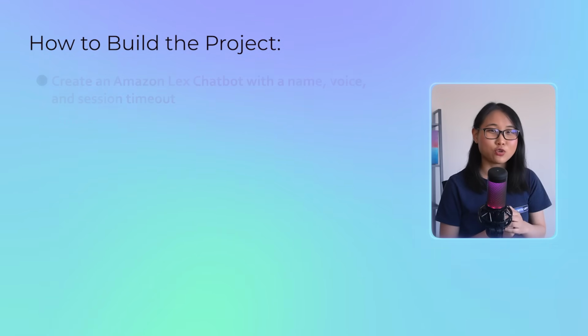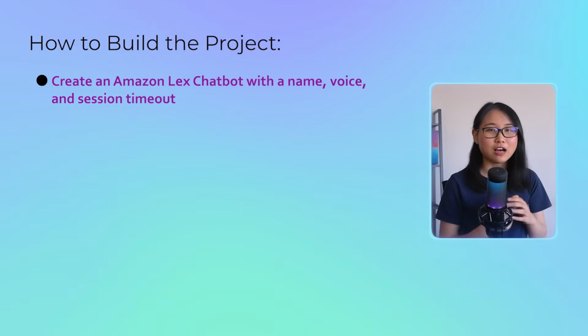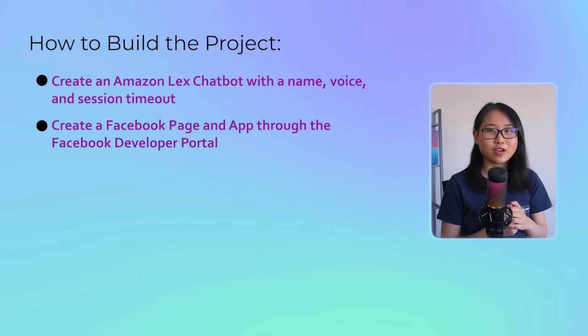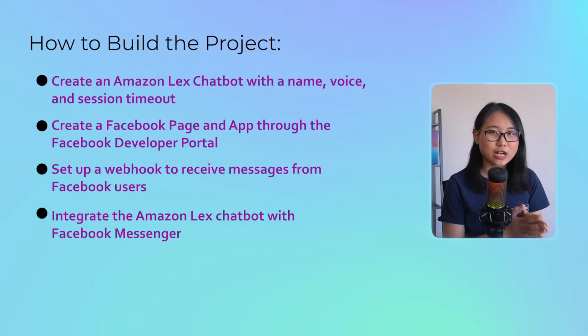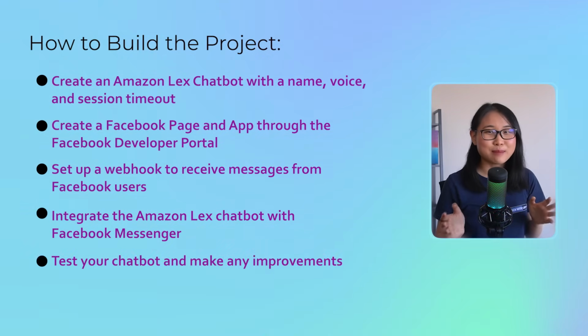The first step is to create an Amazon Lex chatbot with a name, a voice, and a session timeout. Next, create a Facebook page and app through the Facebook developer portal. Set up a webhook to receive messages from Facebook users. After that, integrate the Amazon Lex chatbot with Facebook Messenger and make sure you configure the correct settings. And the last step is to test your chatbot and make any improvements that you'd like.